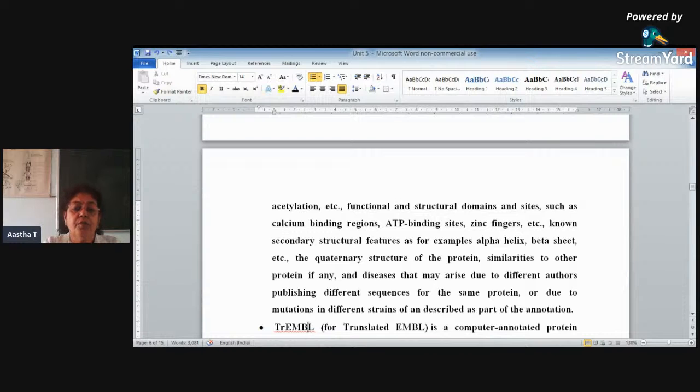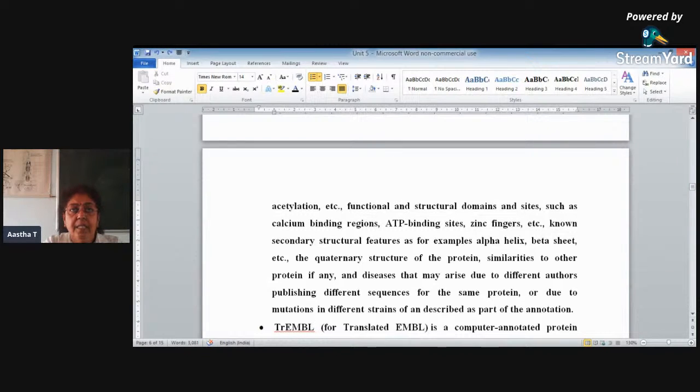Secondary features such as alpha helical and beta sheet structure, and quaternary structure of proteins, similarities between proteins of various organisms, diseases that may arise due to deficiency of that protein or excess synthesis of that protein, and mutations in the genes involved in the synthesis of those proteins. So the resulting mutation may cause which type of genetic problem, which type of mutation, and that mutation may lead to which type of disease. All this will be included in the annotation.